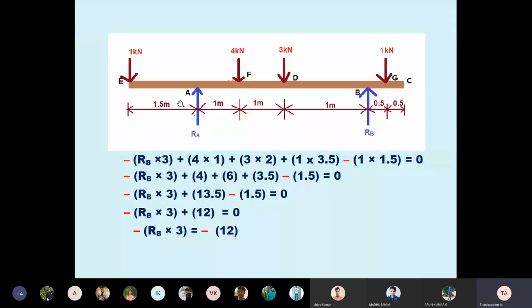So the RA does not give moment. Okay, so other forces: RB into 3 meter, minus, anticlockwise. So 4 into 1 clockwise, 3 into 2, 1 into 3.5. Why 3.5? From A to G, what is the distance? 3.5. Then 1 into 1.5, anticlockwise. With respect to A, the 1 into 1.5 is anticlockwise, so minus.